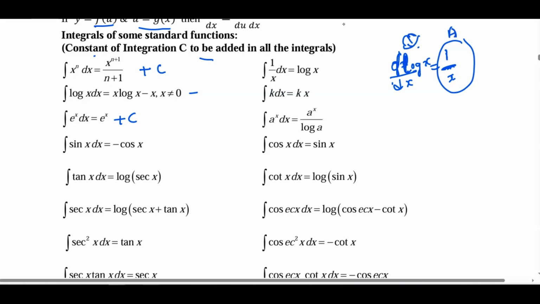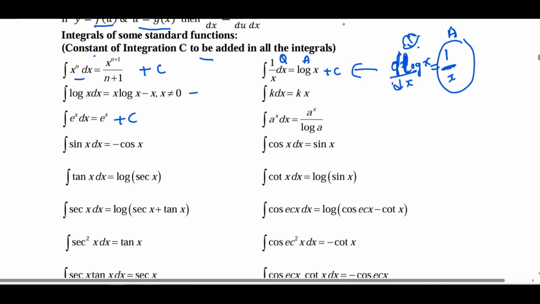In integration it becomes reverse. The question becomes the answer, and the answer becomes the question, and we should add plus c. So differentiation and integration are vice versa of each other. If you remember the differentiation formula, integration will be the reverse of that. If you remember the integration formula, differentiation will be the reverse of that. If it is multiplication in differentiation, it will be division in integration. If it is addition in differentiation, it will be subtraction in integration. That is how they are vice versa of each other.